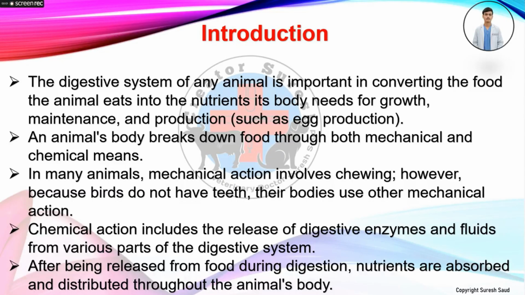Such as egg production. An animal's body breaks down food through both mechanical and chemical means. In many animals, mechanical action involves chewing. However, because birds do not have teeth, their bodies use other mechanical action. Chemical action includes the release of digestive enzymes and fluids from various parts of the digestive system. After being released from food during digestion, nutrients are absorbed and distributed throughout the animal's body.